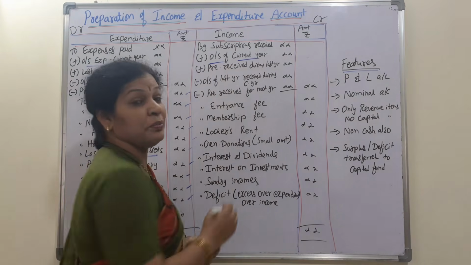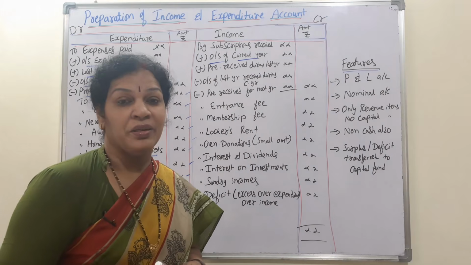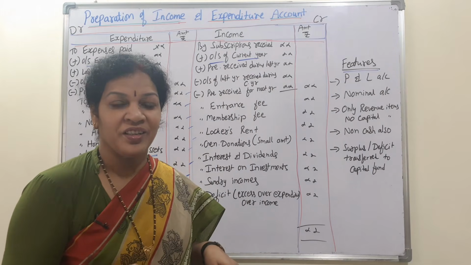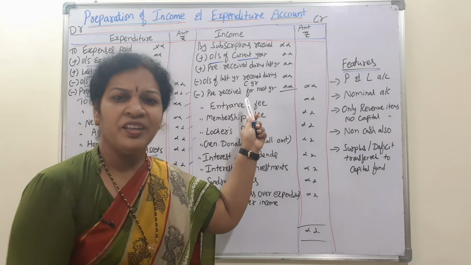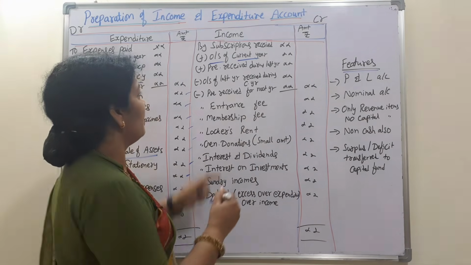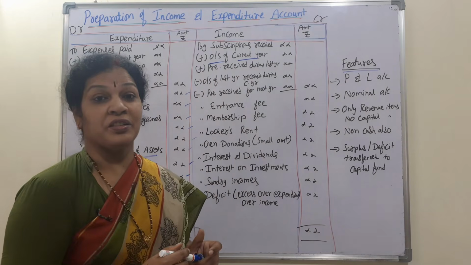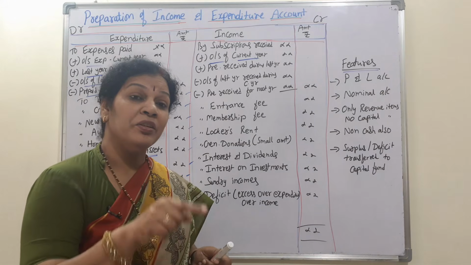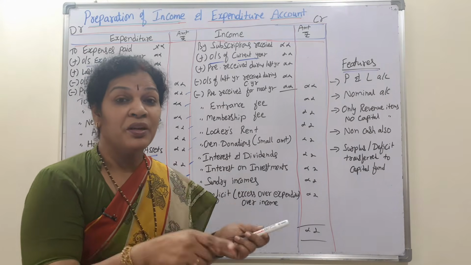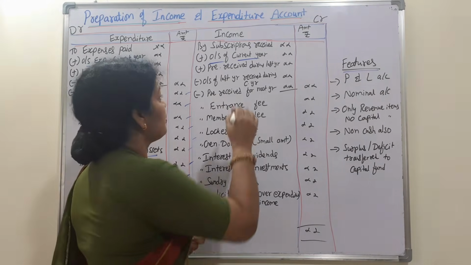Outstanding of current year means this year's receivable related to this year only, no? So it is added. Anything related to this year will be added. Next, add pre-received during last year. Pre-received during last year means last year we have received, but it is related to this year.